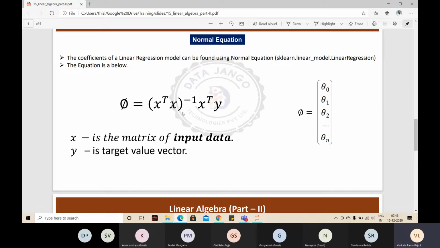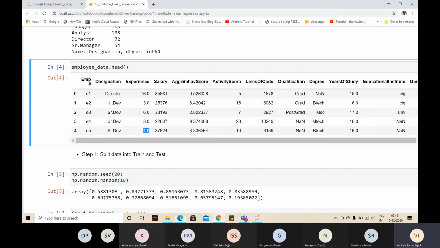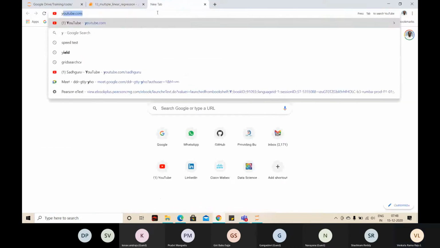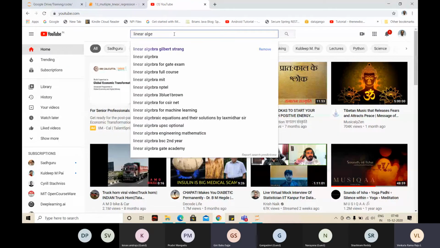So how is it actually finding these thetas, and how did this equation come about? It is deep linear algebra. If you are interested, you can actually go into this. There, X^T is the transpose of the matrix. Yes, okay, got it.